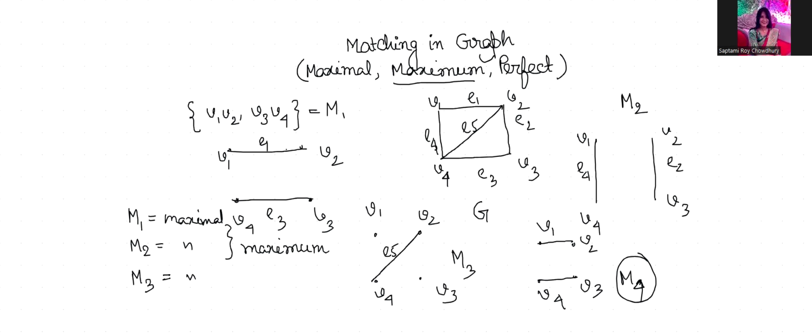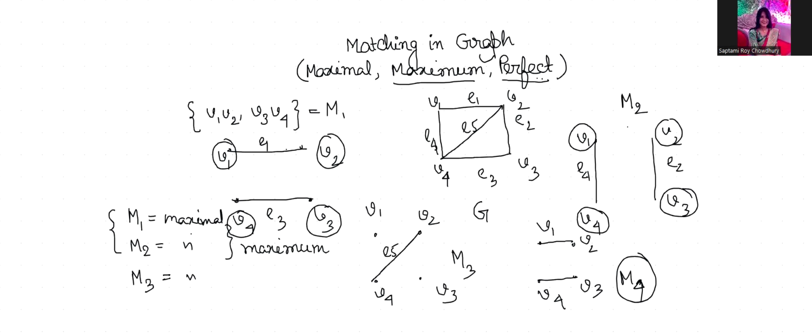Now perfect matching. When is it called a perfect matching? Look at that. Every vertex V1, V2, V3, V4, all vertex degrees are 1. That means there is a one-to-one connection between these vertices. If in any maximal matching, each vertex degree is 1, then we call it a perfect matching. So this M1, M2 is a perfect matching. That means a perfect matching is always a maximal or maximum matching, but the converse is not true. This is all about the matching in a graph, right?